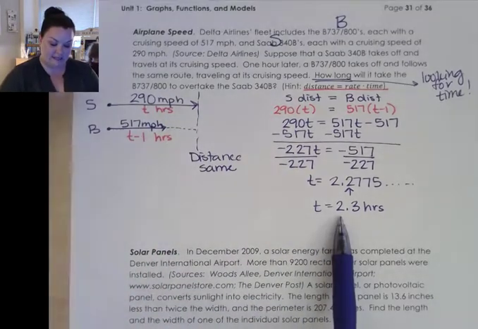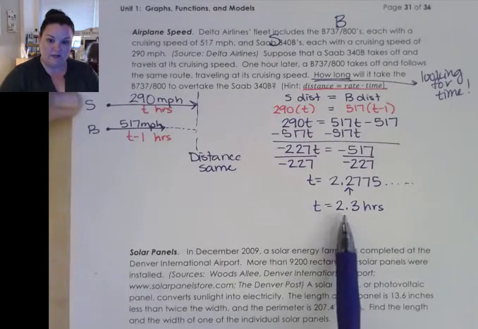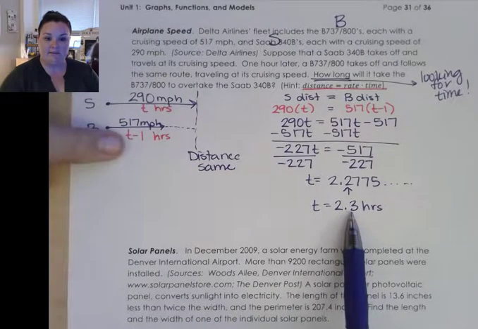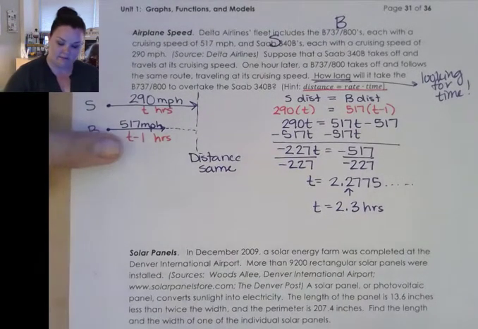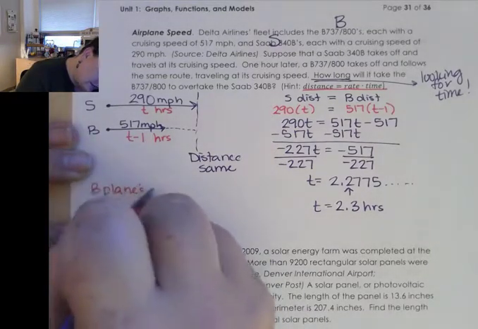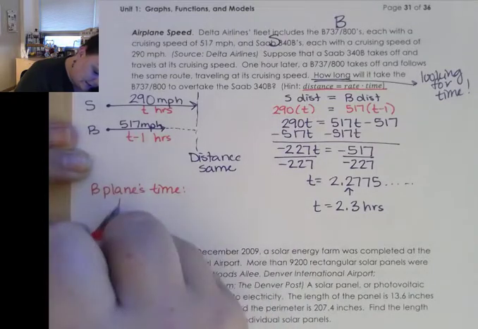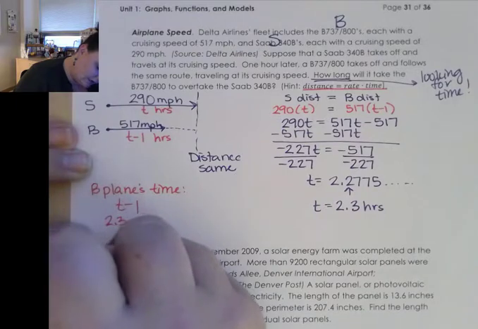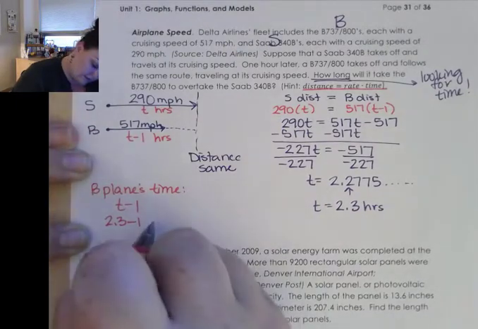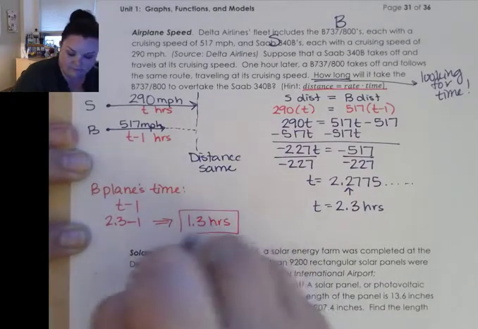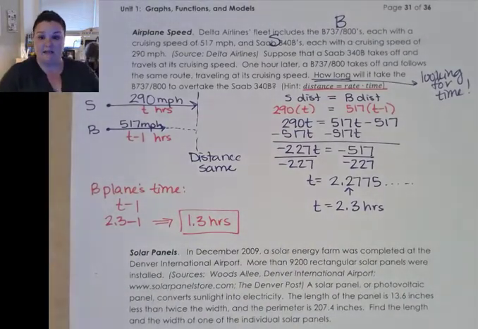So this one is the S plane's time, right? So if we know that the S plane has been traveling for 2.3 hours, that's its time, then the time of the B plane would be 1 hour less, right? So we're just going to say the B plane's time is T minus 1. So I take what I got for T, which is 2.3, and I subtract 1. So that tells me that it's going to take him 1.3 hours to catch up to the S plane, okay?